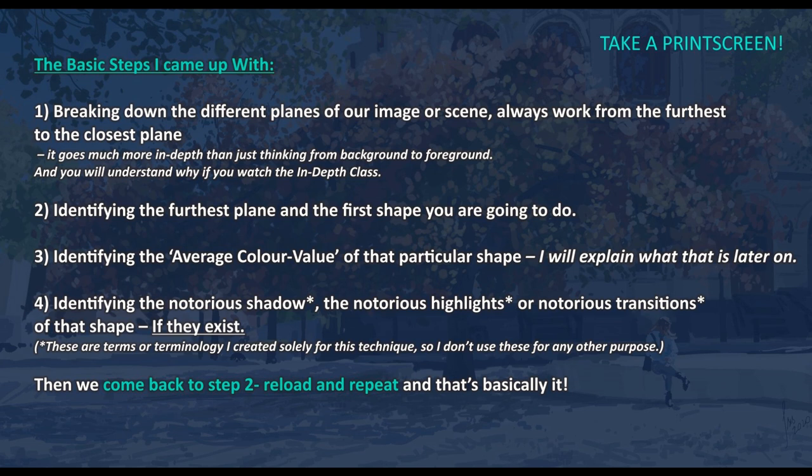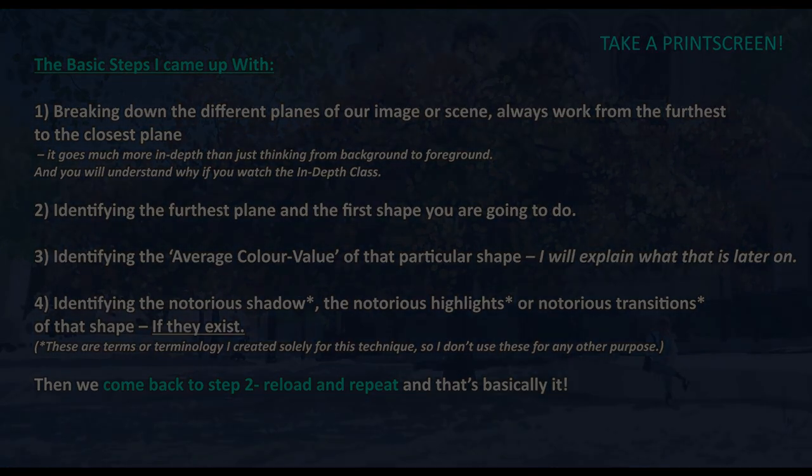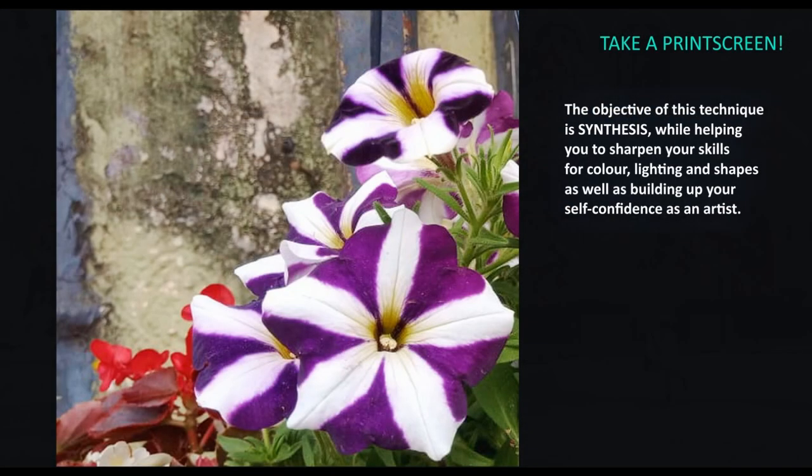And these are terms or terminology I created solely for this technique, so I don't use these for any other purpose. Then we come back to step 2, reload and repeat, and that's basically it. If you follow these steps, you can paint any subject from the simplest to the most complex, including things you never tried before. The objective of this technique is synthesis, while helping you to sharpen your skills for color, lighting, and shapes, as well as building up your self-confidence as an artist. So let's see how we can put that into action.